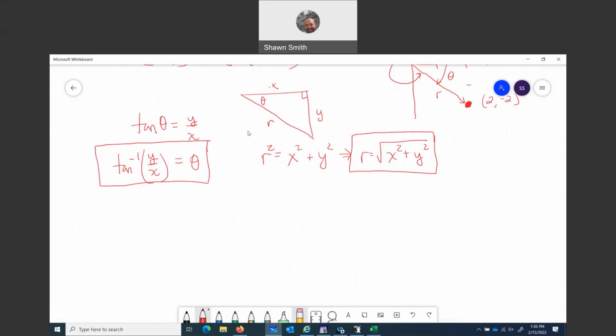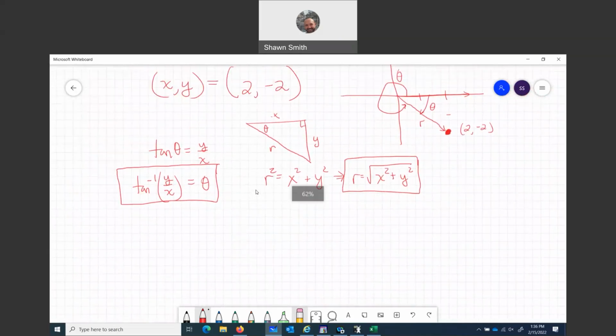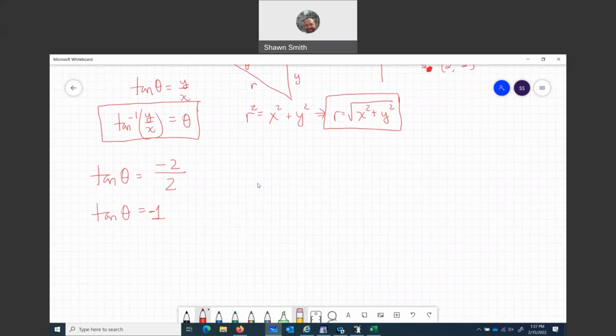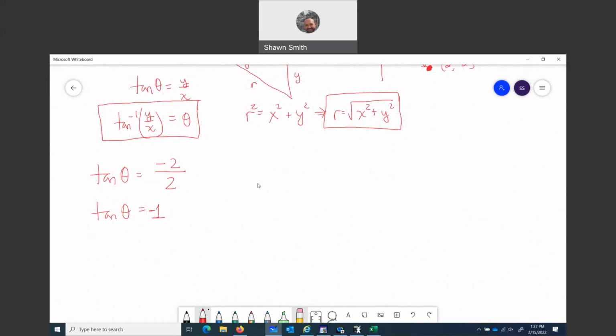All right, so back to our problem, 2, negative 2. Let's figure out what theta would be. Tangent of theta would be y is negative 2, x is positive 2. So tangent of theta is equal to negative 1. What angle has a tangent value equal to negative 1? If I look at just positive 1, that's a 45-degree reference angle, but we're in quadrant 4. So that's going to be 7 pi over 4 as a positive, or as a negative, pi over 4, right? So either one of those, just pay attention to the directions.